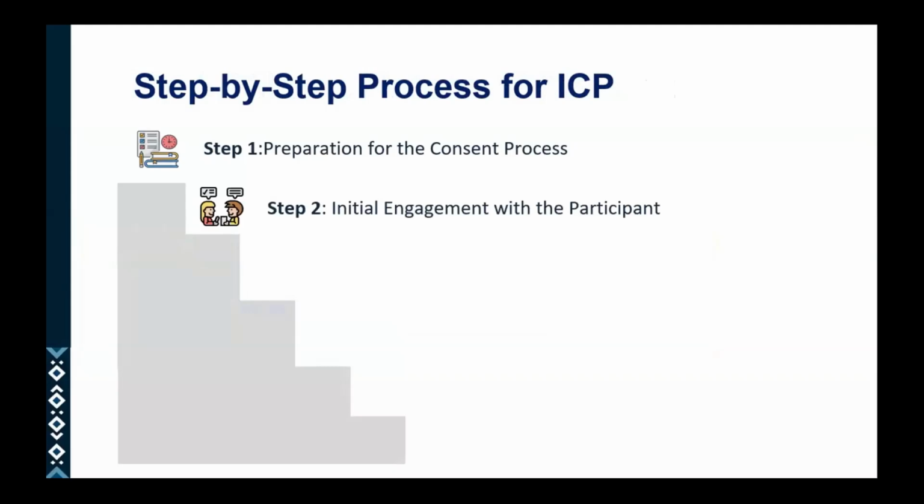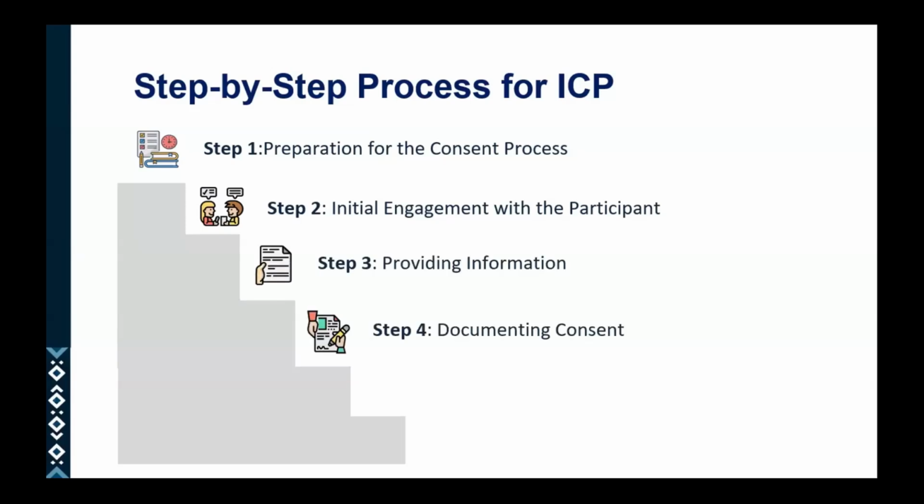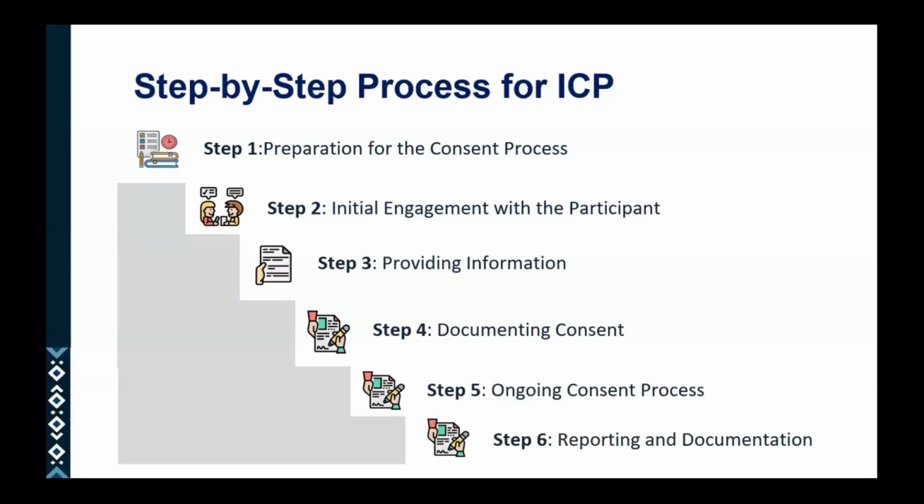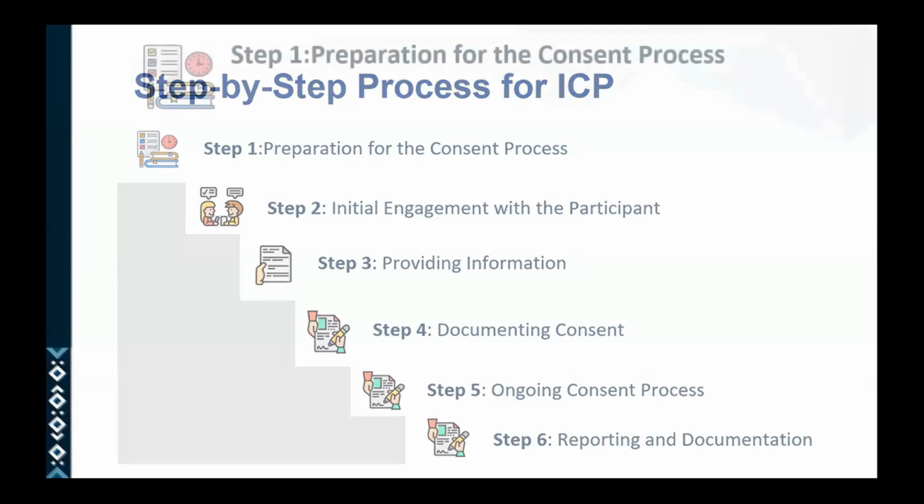So let's look at the step-by-step process for informed consent. The first step will be preparation for the consent process. What are those things that you need to put in place before you ever start conducting the informed consent process? Then the initial engagement with the participants, providing information, documenting consent, the ongoing consent process, what is it all about, and then the reporting and documentation of it.